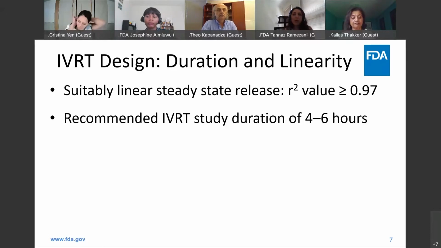But if, let's say, someone submits a well-validated IVRT that is done with less than 4 hours, what justification is needed to support that? Maybe our FDA members can chime in, or anyone else from the panel.